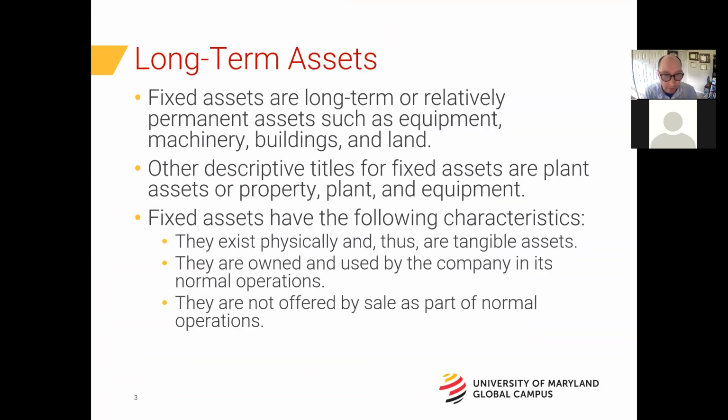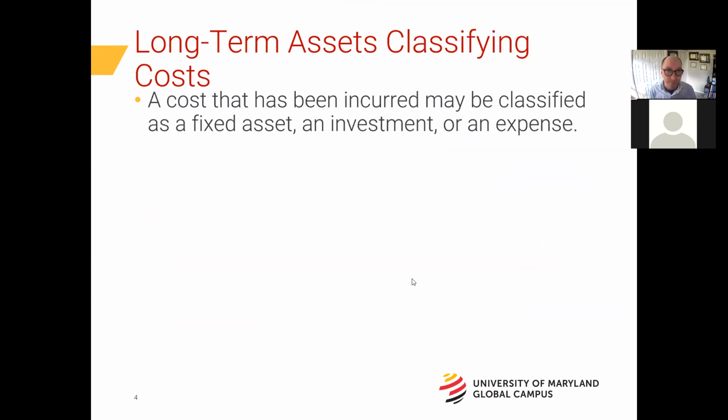Long-term assets, such as property, plant, and equipment that live greater than 1 year, are depreciated over time. Depreciation comes from the loss of usefulness of these long-term assets. Long-term assets are classified as either fixed assets, an investment, or an expense based on the individual business and their practice over time.